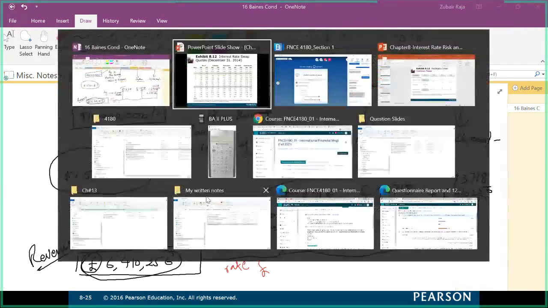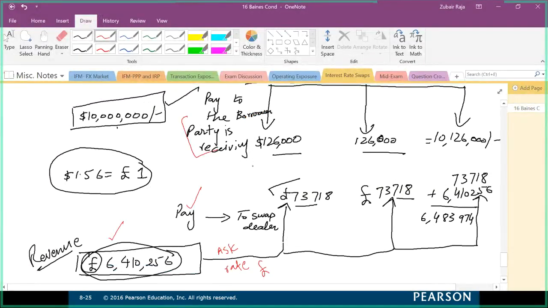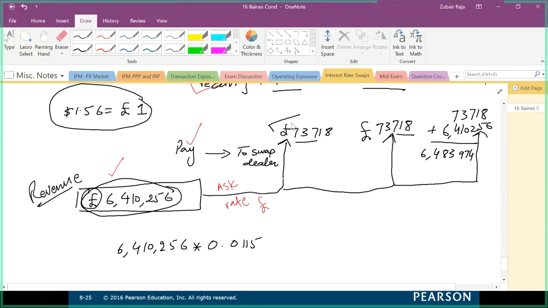So if you go over here, this was a 3-year contract, and go under the pound. So this is pound, right? Let me select the pencil over here. So this is pound, and the ask rate was 1.15%. So the dealer is saying that give us at 1.15% the interest payments, these fixed payments over this principal, right?